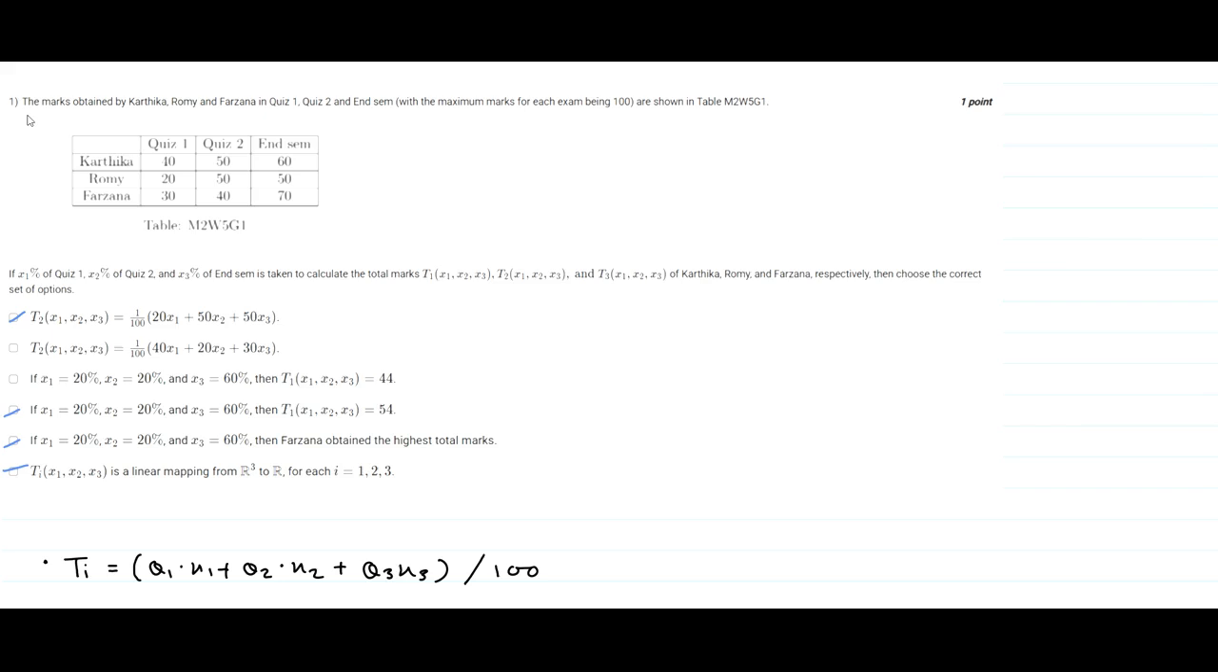Question number 1 basically says that the marks obtained by Kartika, Romi and Farzana in Quiz 1, Quiz 2 and end terms are given in the below table. And if x1% of Quiz 1, x2% of Quiz 2, x3% of end terms are taken under consideration for total marks, then select which of the following options are correct.